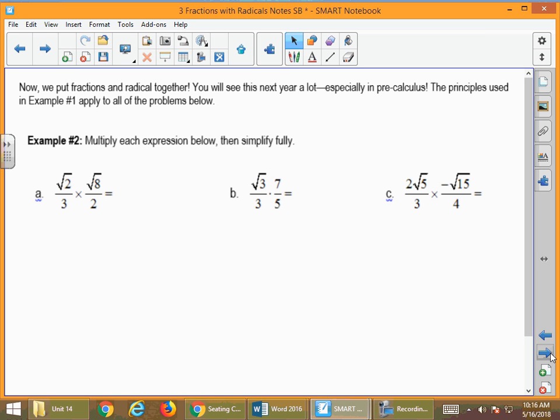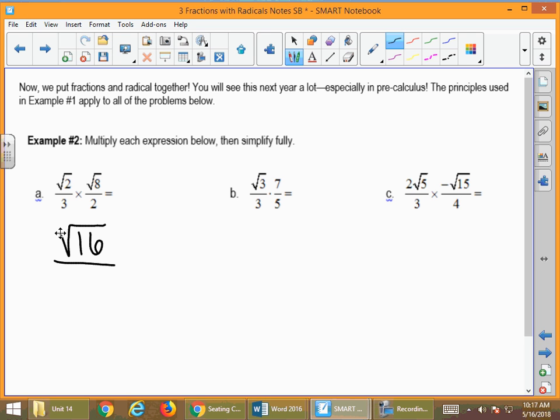If we look at letter A, we're multiplying these two together. And when we multiply, we do not need a common denominator. We simply multiply the tops. Square root of 2 times square root of 8 is square root of 16. We multiply the bottoms. 3 times 2 is 6.